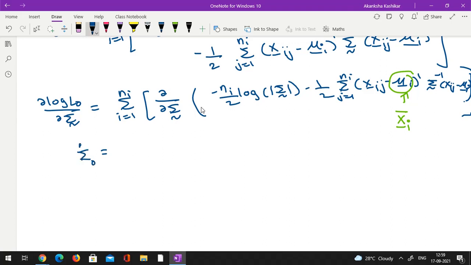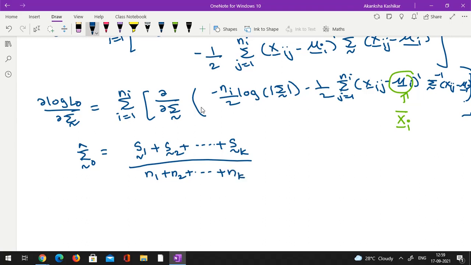Under H naught, the common estimate turns out to be (S1 plus S2 plus Sk) divided by (N1 plus N2 plus Nk). The common estimate of sigma turns out to be this. This is exactly similar to your pooled variance, correct?